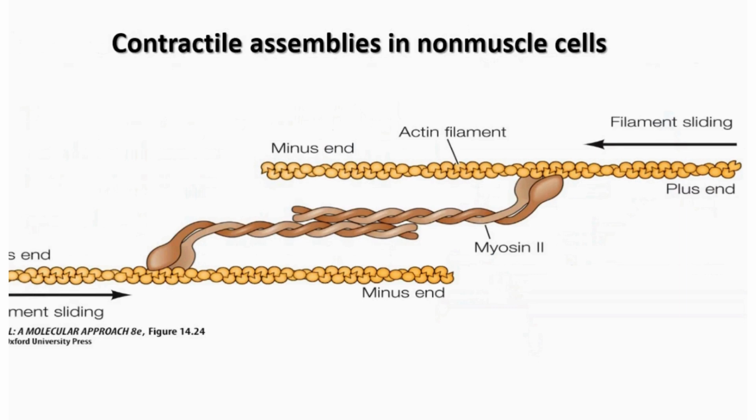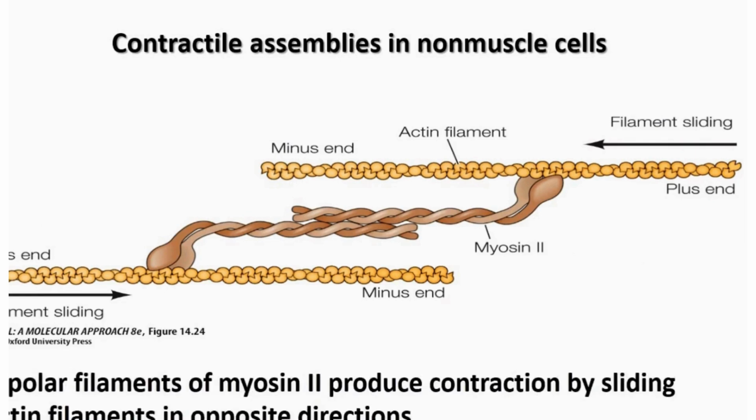We also have contractile assemblies in non-muscle cells, not just muscle cells which I talked about. Try to understand, even in non-muscle cells, you have bipolar filaments of myosin 2 which produce contraction by sliding actin filaments in opposite directions. This also leads to the contractile feature of a muscle, and especially a non-muscle cell.